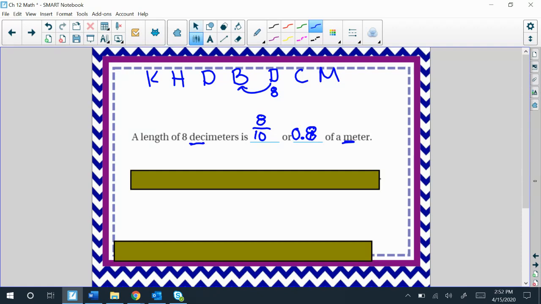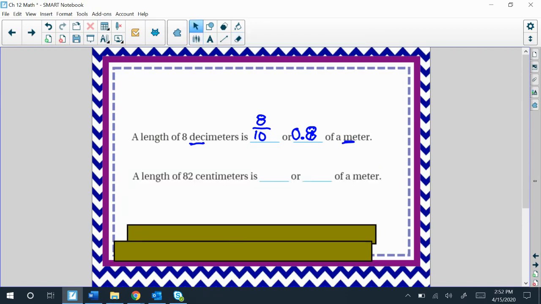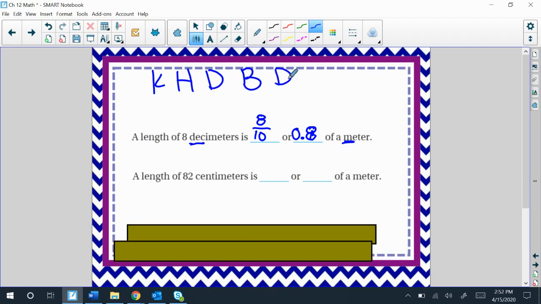Okay, I want you to write down your saying for the next one. It does make it easier if you draw a new saying for each one so you don't get confused. And solve it. Go. All right, let's see how we did. Our saying, King Henry died by drinking chocolate milk.